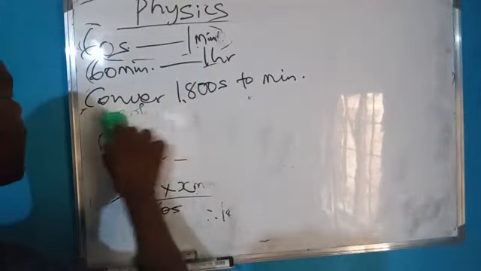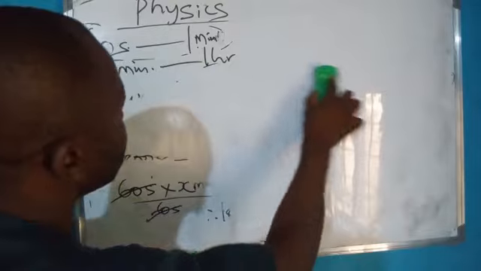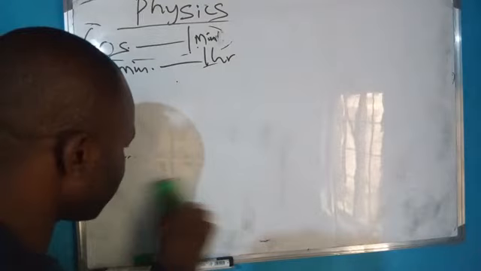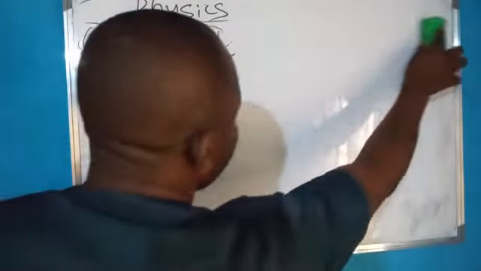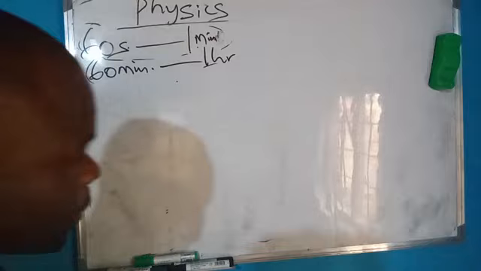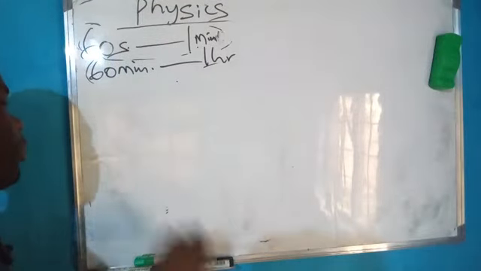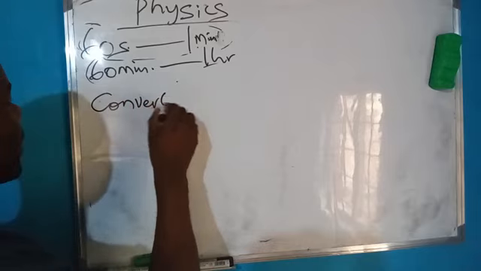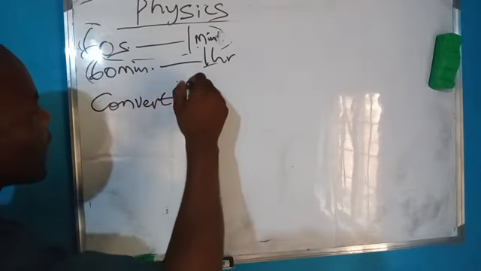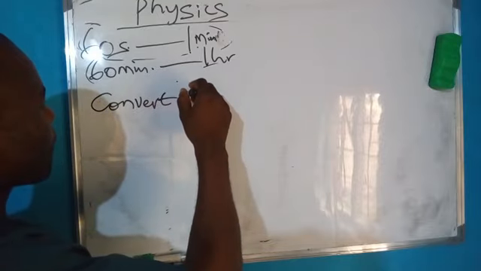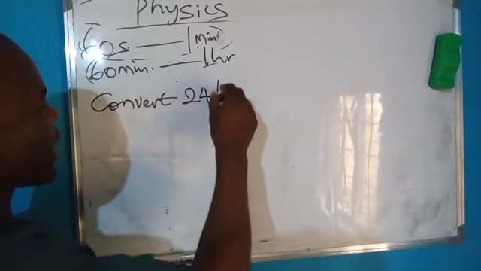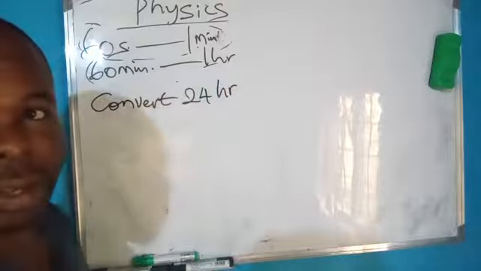Okay, let's quickly convert from minutes to hour. To convert from minute to hour, you follow the same procedure. Now, for example, if I say convert 24 hours, which is 1 day.